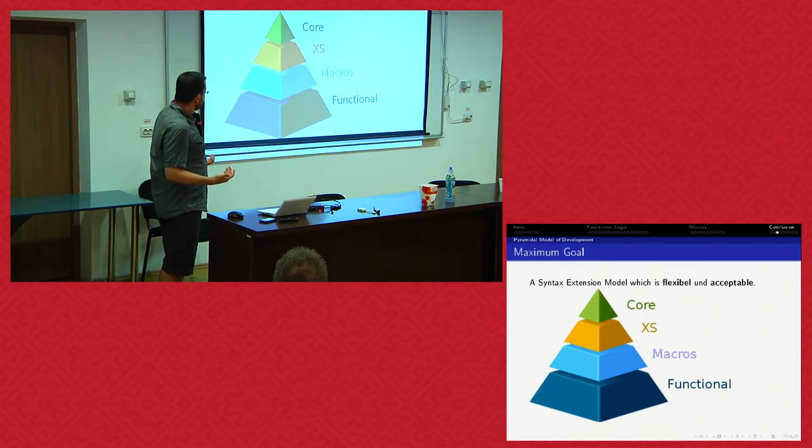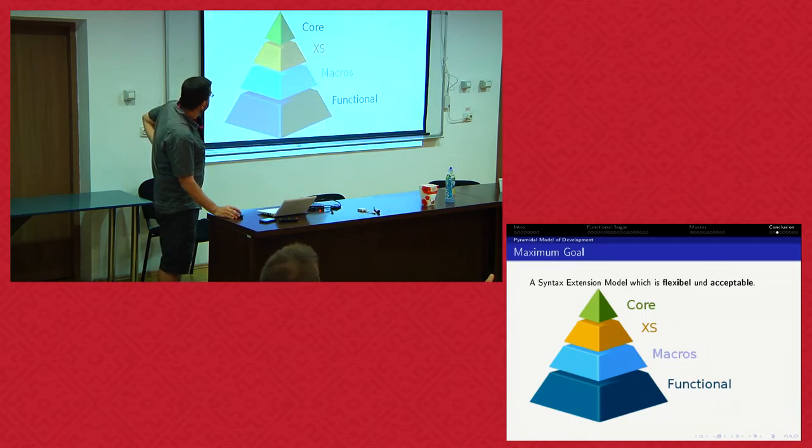And so this is the problem if we start from the top. But if we have an evolutionary concept, and we were talking about evolution, we can have an ecosystem of approaches to have functional solutions, speed them up with macros, speed them up with XS, and if they survive and are accepted by the community, we can integrate them into core.